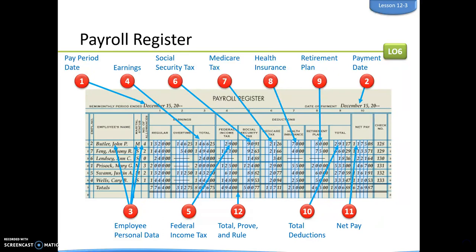Then you have to total and prove and rule the payroll register. And then you would put the check number of the check that was written to each employee.